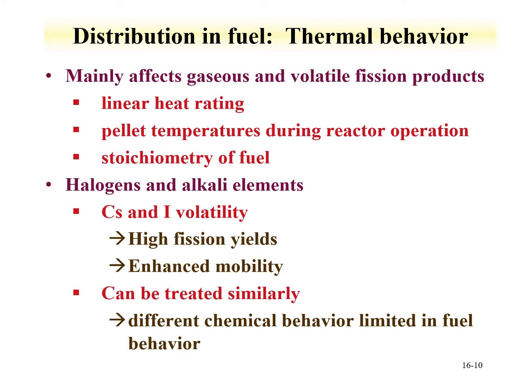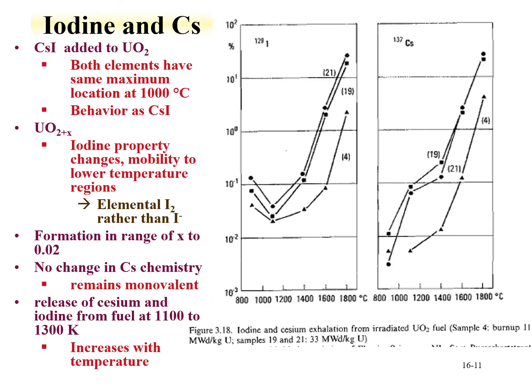Both of them have relatively high fission yields, and they have enhanced mobility within the fuel. In most cases, they can be treated similarly, which means that often one could imagine that the cesium and iodide could be even transporting as the same chemical form. An experiment was done where cesium iodide was added to UO2, and both elements have the same maximum location at 1,000 degrees. So this behavior, even at 1,000 degrees, was really just driven by the cesium iodide. The cesium and iodide were moving together.